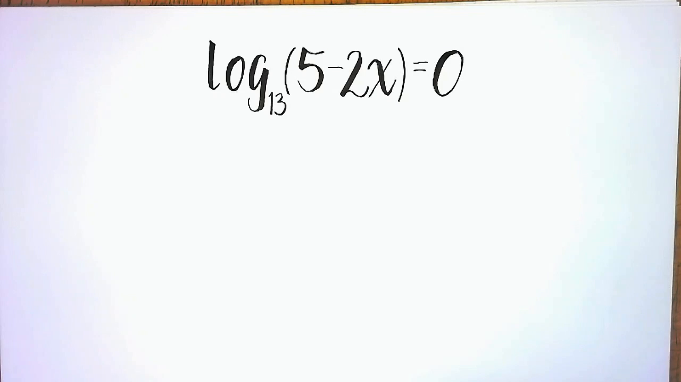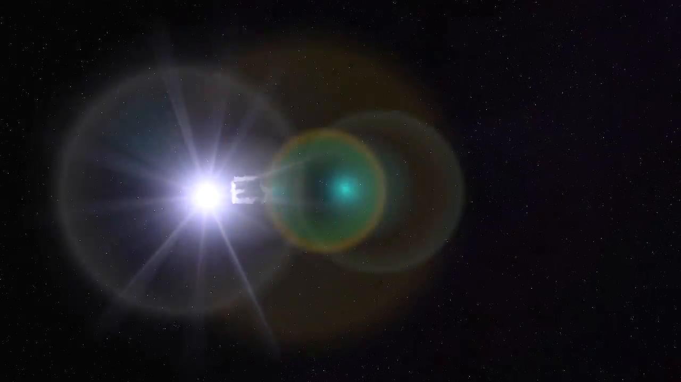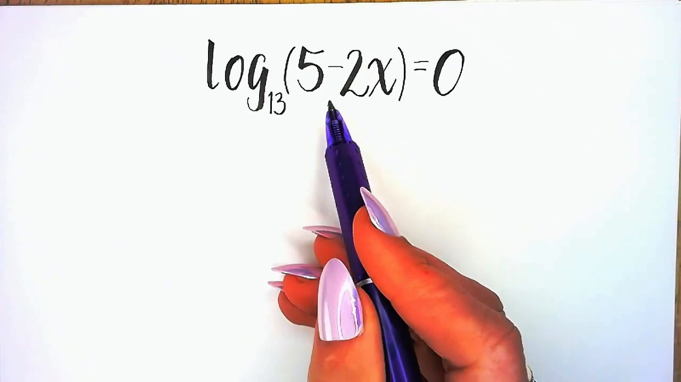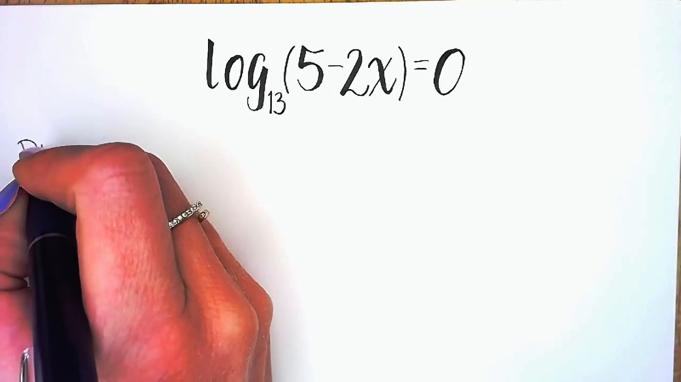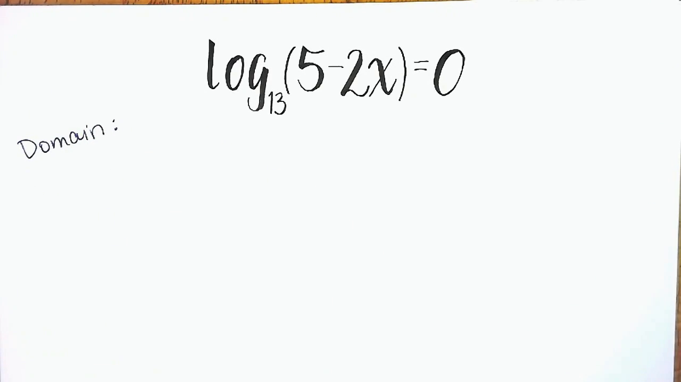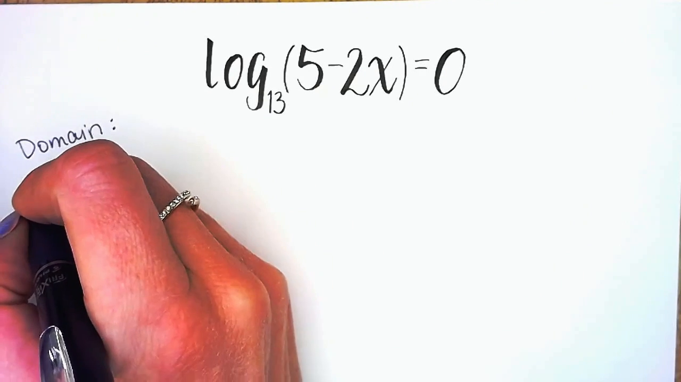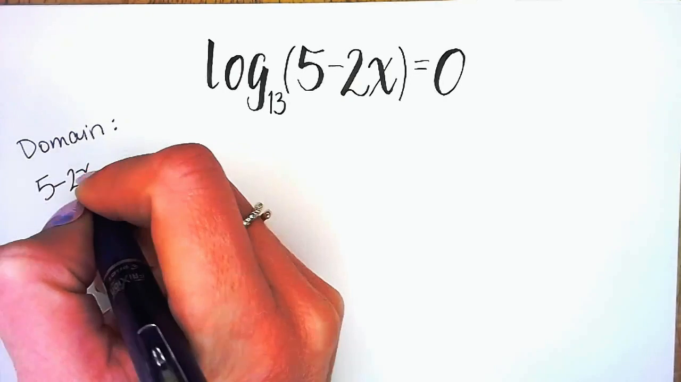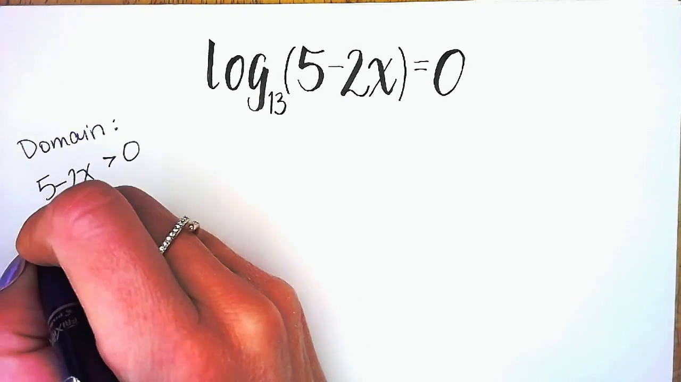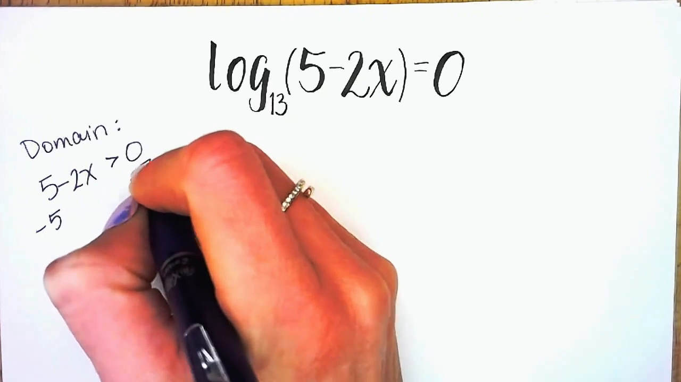The directions for all of these examples is going to be to solve for x. This example already looks like it's going to be pretty interesting for our domain, so let's do that first. In order to find the domain, we're going to take 5 minus 2x, and we're going to set that greater than 0. We need to solve for x.